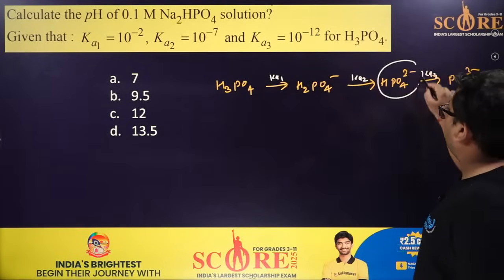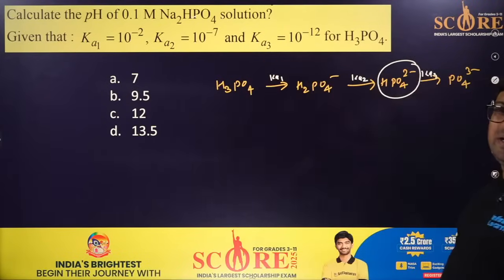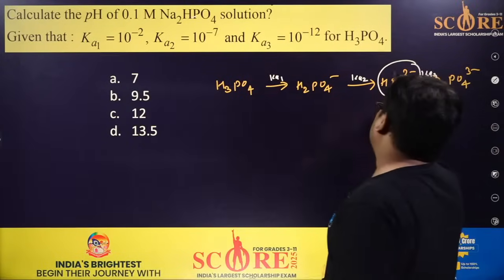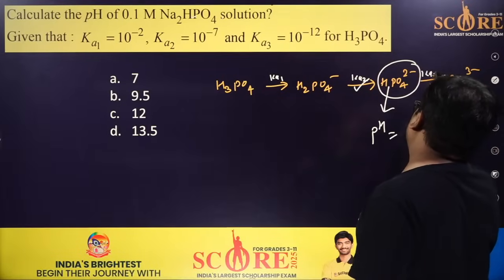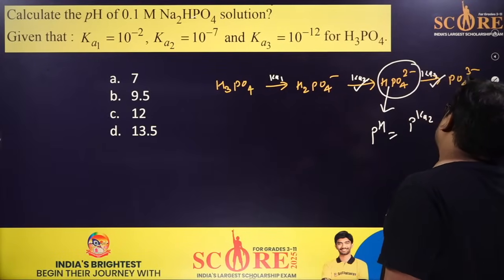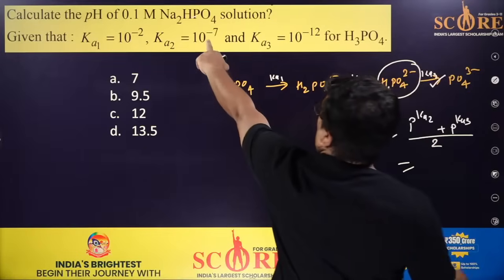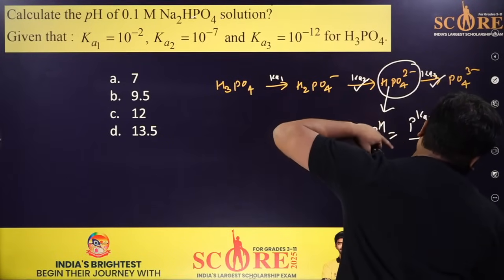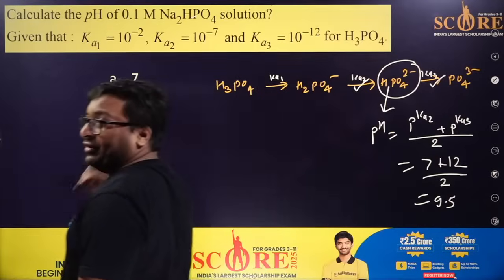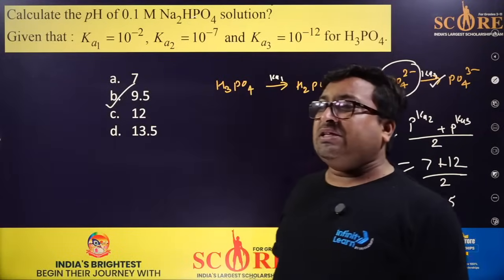So the question is for this. Either Na2HPO4 or HPO4 2 minus, both are the same thing. If somebody is asking what is the pH, just add pKa2 plus pKa3 by 2. So what is the value, my dear friend? pKa2 is 7 and this is 12, by 2. So this is 9.5 directly. Very good, consistent. Why are you confused? Your answer was right actually. So this is very simple.